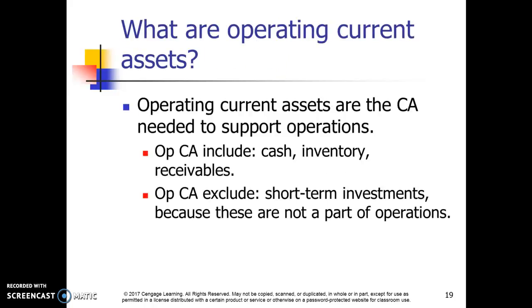All right. So operating current assets are the current assets needed to support operations. That includes cash, inventory, receivables. They exclude short-term investments because these are not part of operations.